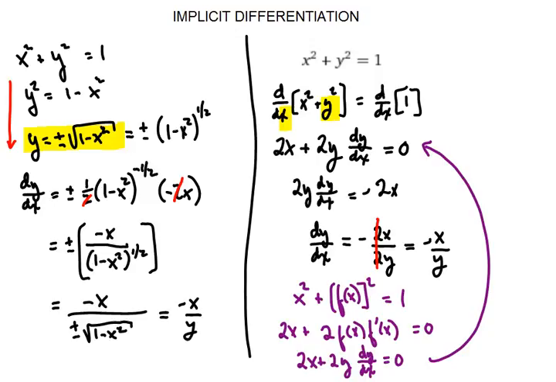So I will show a few more examples of how this works, and there are a few twists and turns, caveats to working with implicit differentiation, but this is the first big idea.